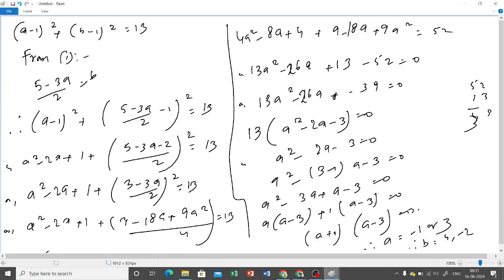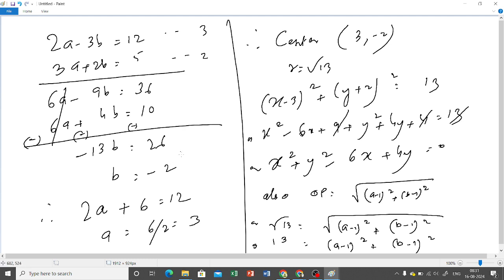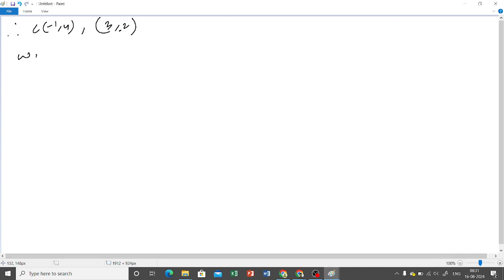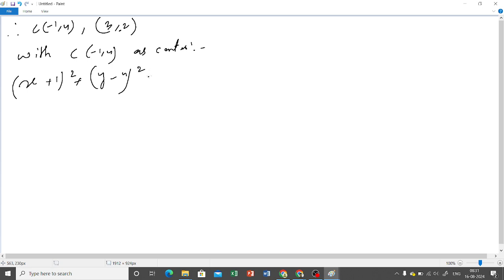Now 3 comma minus 2 was already our center that we got earlier. Now we have another center, minus 1 comma 4, as center. Okay, so what we have is x minus h whole square plus y minus k whole square is equals to 13.